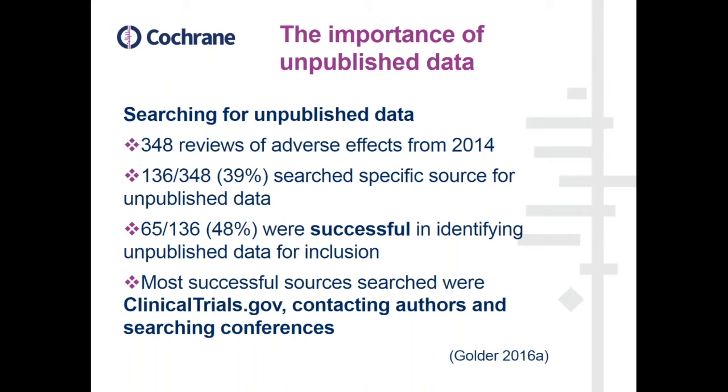Current practice with unpublished data: we looked at 348 reviews of adverse effects from 2014, so not quite current, but close. And we found that 39% actually searched specifically for unpublished data and mentioned it in their reporting, so it might actually be slightly higher. And we found that half of these reviews were actually successful in identifying unpublished study data for inclusion, and because they searched for published data first, we're probably talking about unique unpublished data.